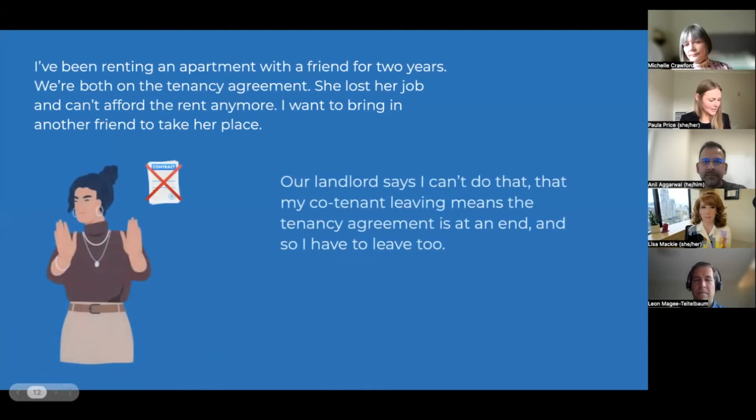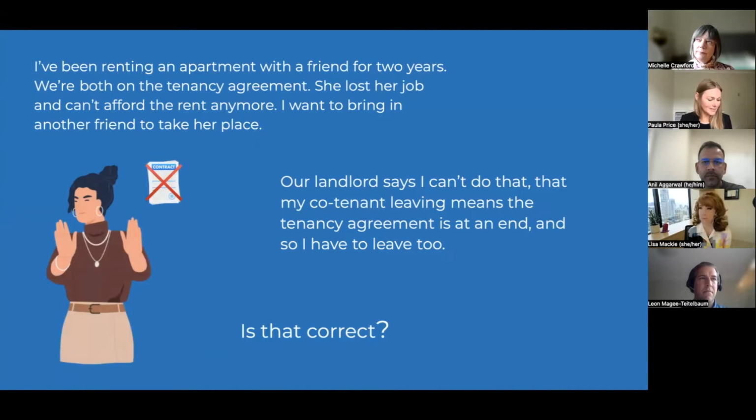Anil, the question here is, I've been renting an apartment with a friend for 2 years. We're both on the tenancy agreement. She lost her job and can't afford rent anymore. I want to bring in another friend to take her place. Our landlord says that I can't do that, my co-tenant leaving means the tenancy agreement is at an end, and so I have to leave too. Is that correct?